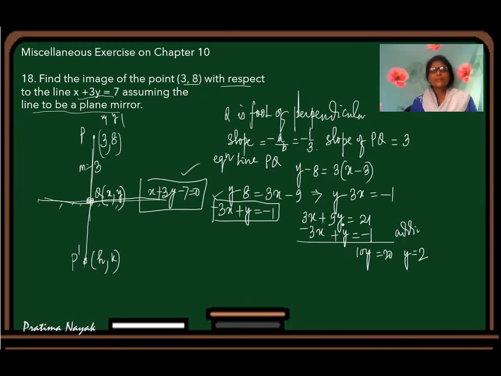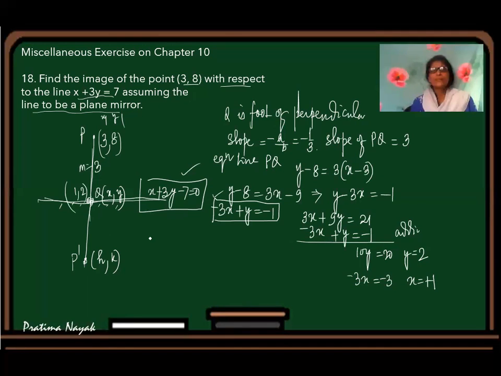Now when y = 2, how much will I get? I'll get 3x = -3. So x = -1. Let us check once. This is -3 plus, this will be 1. So this point is (1, 2).